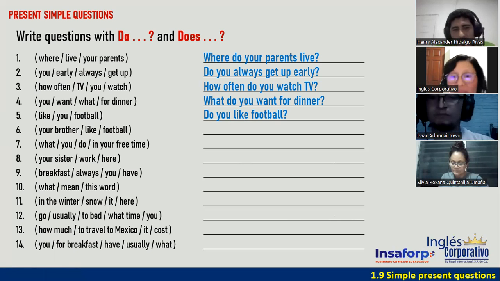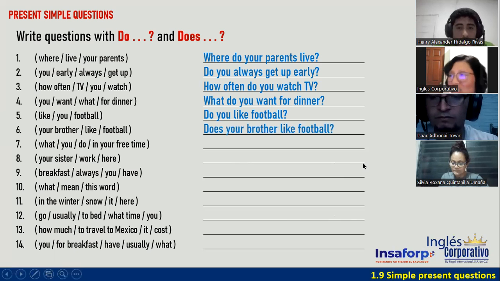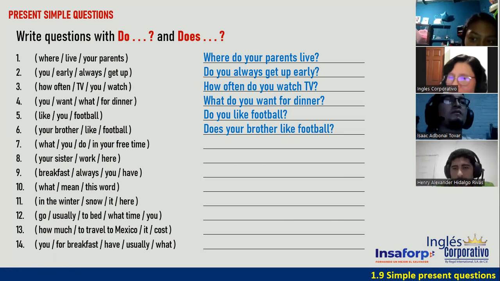Does your brother like football? Correct. Does your brother like football? Very good. Thank you so much. What about number seven? Number seven, Stephanie.